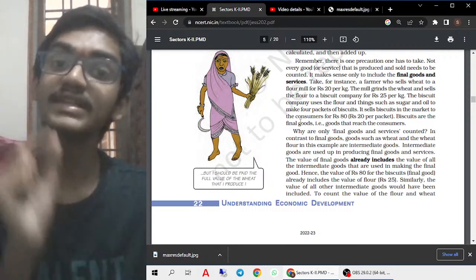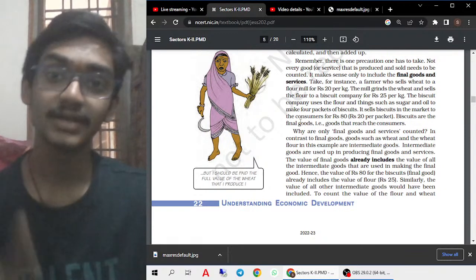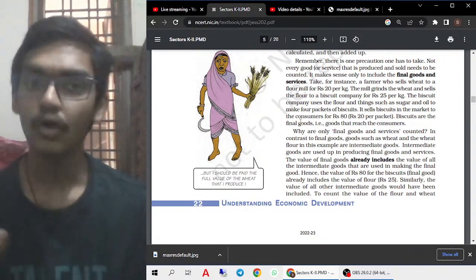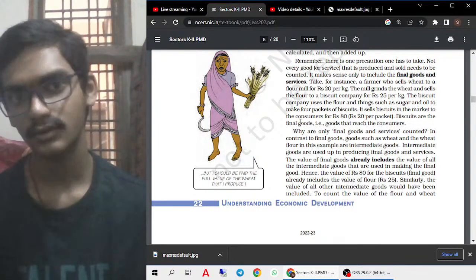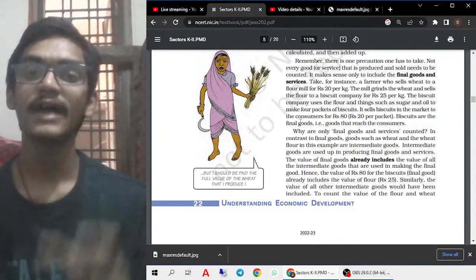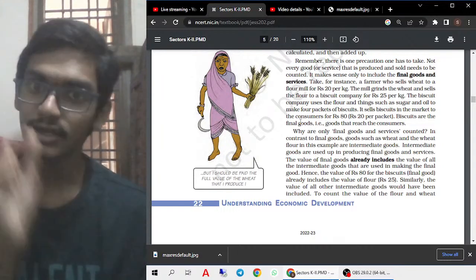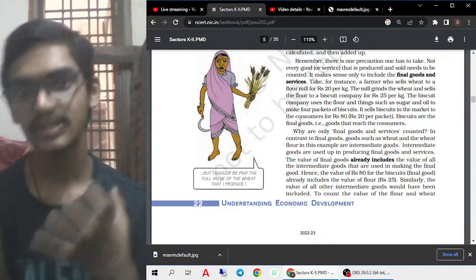And only the value of these final goods is considered to find the value of the respective product. For example, if you want to consider the value of the biscuit, we are going to see only the final goods, that is, the goods which reach the customers.